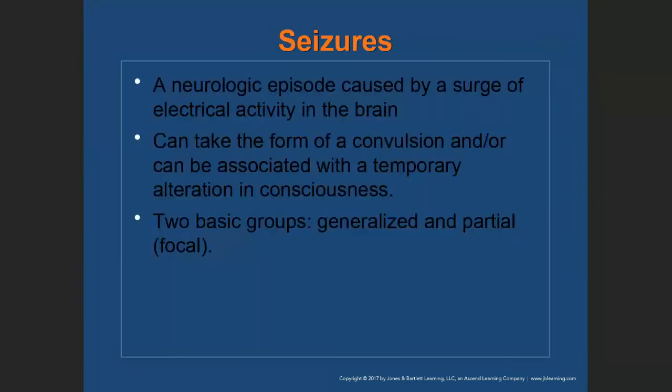All right, now let's look at seizures. So seizures, this is a neurologic episode caused by a surge of electrical activity in the brain. It can take the form of convulsion, or it can be associated with a temporary alteration in consciousness. So there are two basic groups for seizures. You have generalized and you have partial, which is a focal seizure. Generalized and partial. And this used to be called grand mal and petit mal seizures.